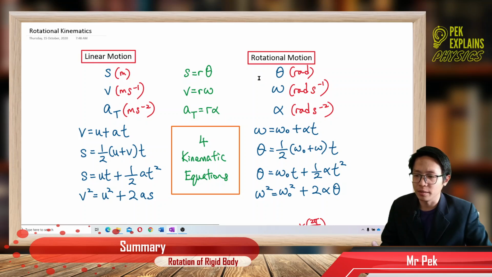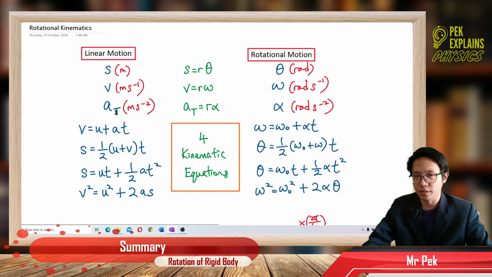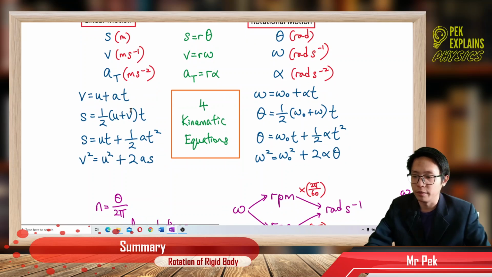And then you see, in between them, they have similar formula. s is equal to r theta, v equal to r omega, a equal to r alpha. You see these three, they are in similar format. We are going to use this formula. And of course, acceleration in our terms now, we call tangential acceleration. I will talk more about tangential acceleration later on. Just bear with me.